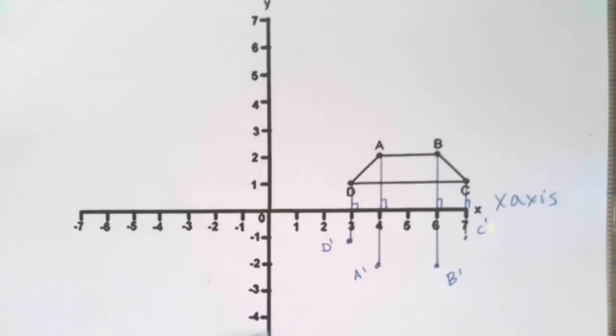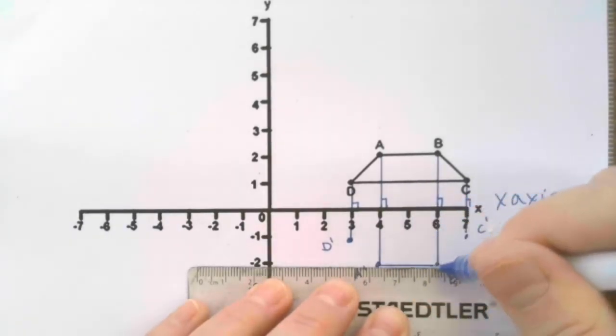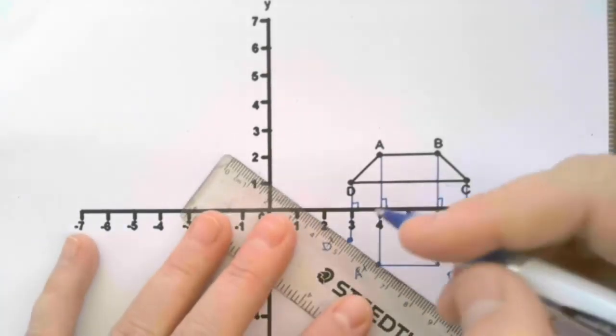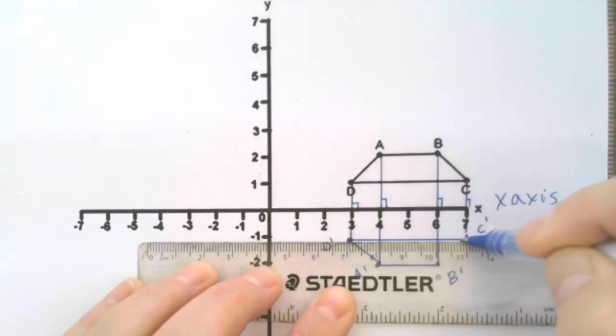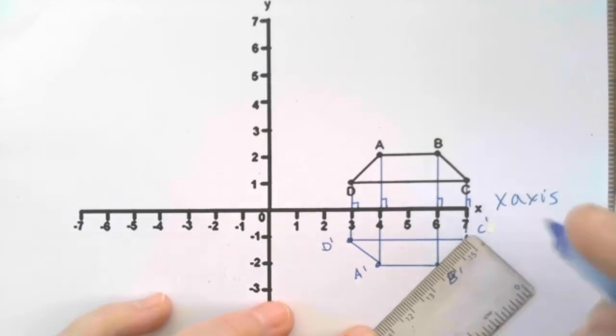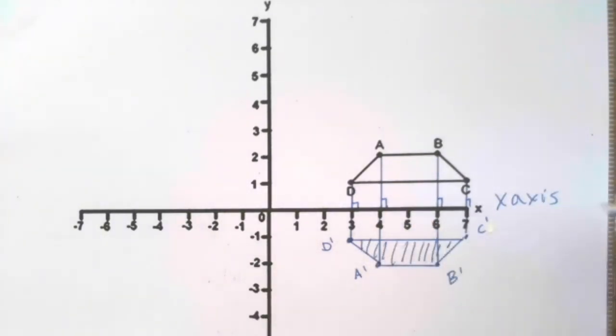Okay, so now when we join the points that we've done, we should have a shape. It's the same size and the same shape. It is just flipped over the x-axis or reflected across the x-axis. There we go. There's our new shape. Looks the same. We must have done it right.